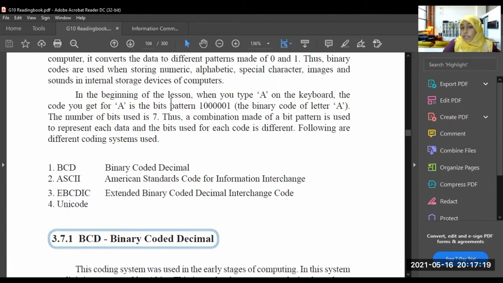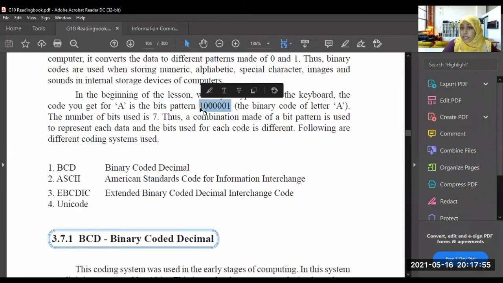In the beginning of the lesson, if you remember, when you type A on the keyboard, the code you get for A is the bit pattern 10000001. This is the binary code of letter A. The number of bits used is 7. So how many bits are here? 1, 2, 3, 4, 5, 6, 7. So there are 7 bits here.